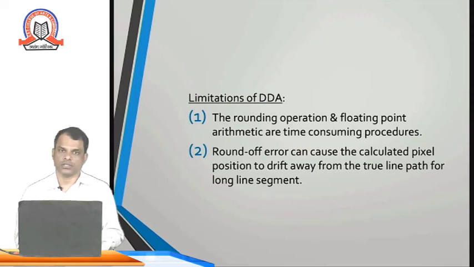these calculations will take time, and rounding error can cause the calculated pixel position to drift away from the true line path for long line segments. See, when the line segments are very long, this approximation may go wrong. Sometimes the point gets placed at some location which is a little far, and you get a crooked line. Crooked line means a zigzag type of line. Okay, there are more chances of this.